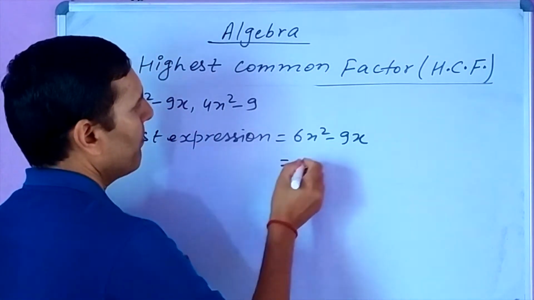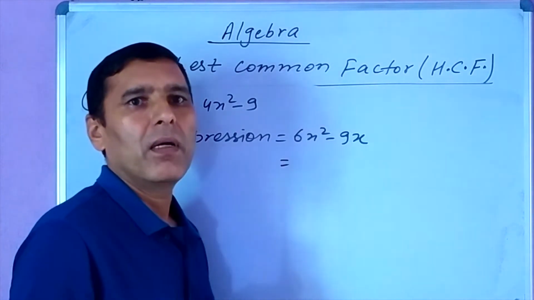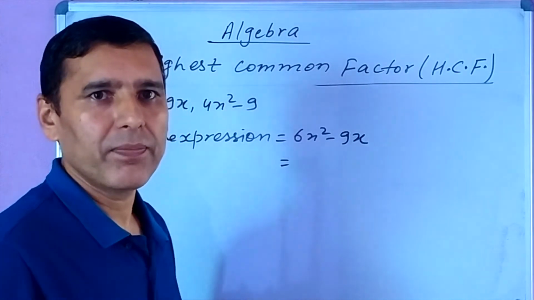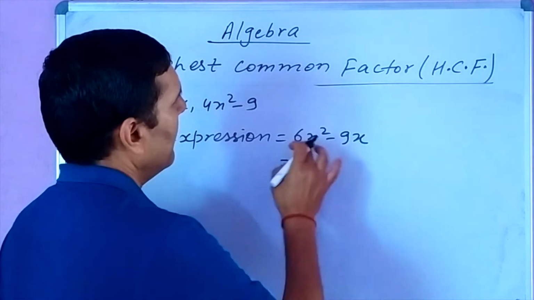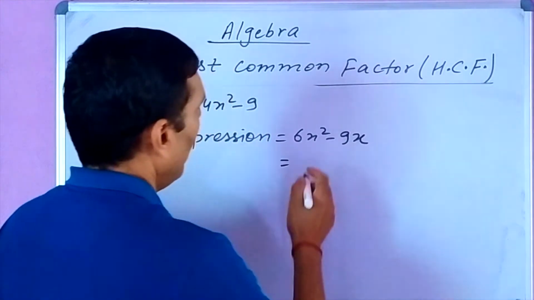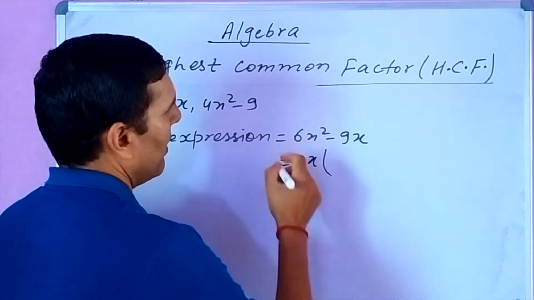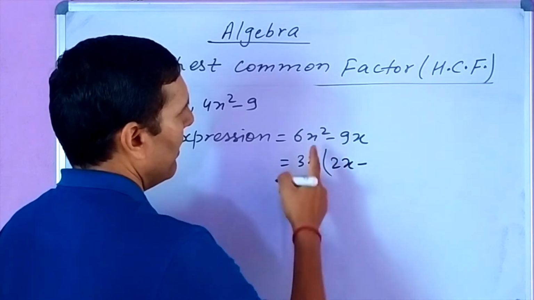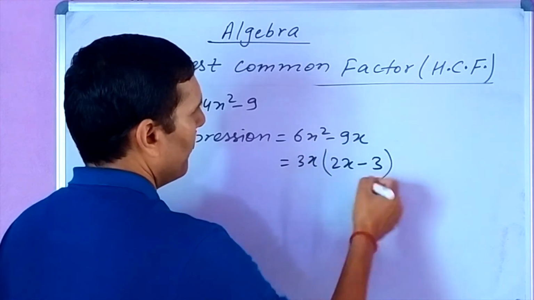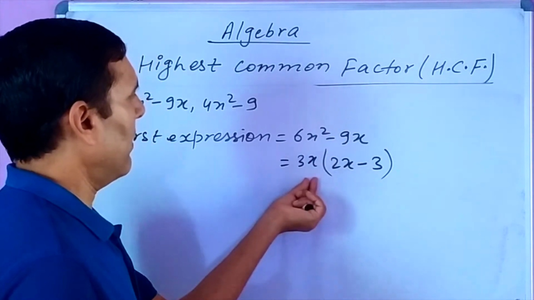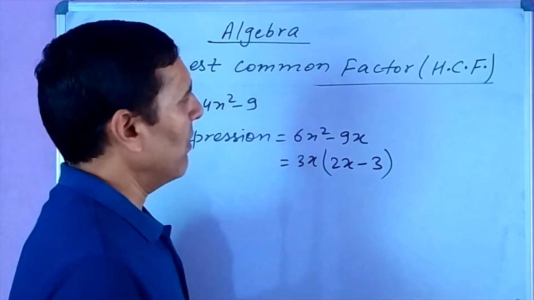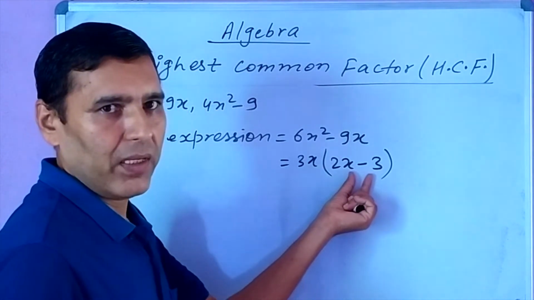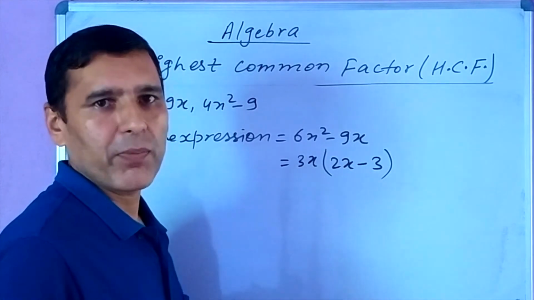First of all, in any factorization, we check for what is common. If there is any number or anything common, we take it. So here also, in 6x square and 9x, 3x is common. Taking 3x common, 2x will remain from 6x square, and 3 from 9x, since x has already been taken out as common. So 2x minus 3 will remain in the bracket. Now this cannot be factorized further. It is already in the simplest form.